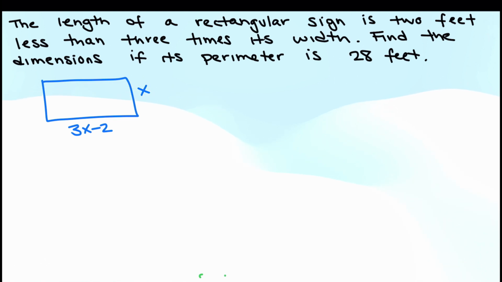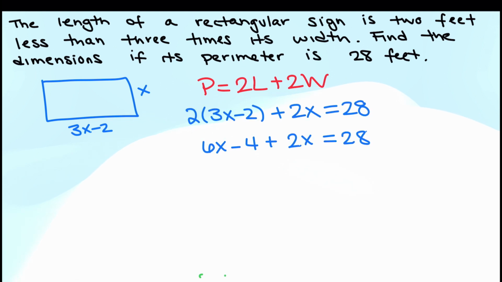All right, so we have our picture labeled, and then the other information that we're given is the perimeter is 28 feet. Perimeter means distance around the object, and when you have a rectangle, to get your perimeter, you always can take your length times 2, because there's 2 sides with that same length, plus your width times 2, because 2 sides of the width.